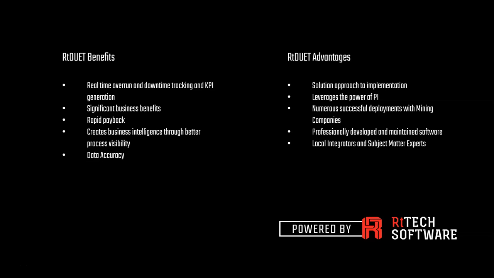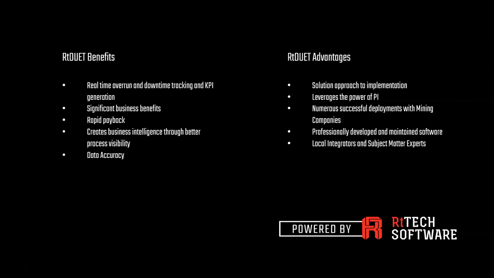Now I'd like to wrap things up and quickly summarize the benefits and advantages of using RtDUET for your overrun and downtime tracking and for the generation of your KPIs. Our solution is built on top of OSIsoft Pi, so the data you're seeing is real time. RtDUET brings significant business benefits by allowing you to tackle your business challenges. Our solution approach allows for a structured implementation and a rapid payback. You will start seeing your overrun and downtime events as soon as the system is started.